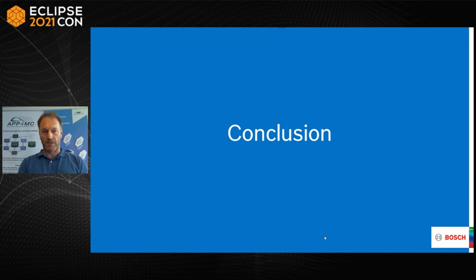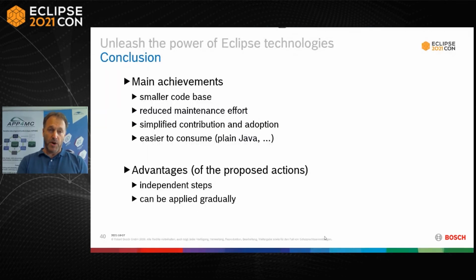So already the conclusion. From our point of view, we reached the main goals we had. So our main achievements are really a smaller code base. It's easier to maintain all this. We have simplified contribution and adoption of our system really a lot. And it's easier to consume via Maven and plain Java things. And best thing, it doesn't have to be a big step where you have to do all of this. You can have independent steps and apply gradually parts of these modifications we did.